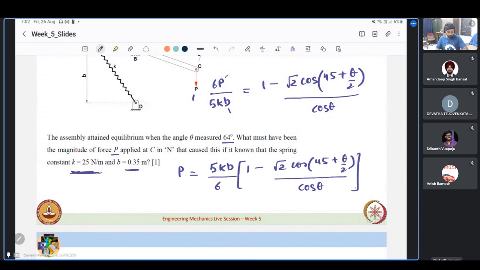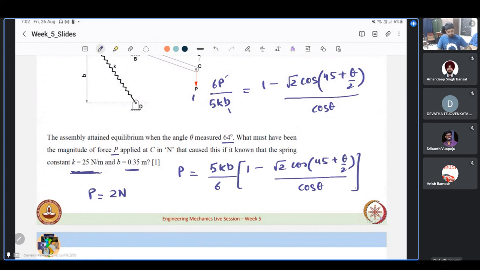So 64 plus 45, cos of 64, into 5 by 6 into k into 0.35. So we get that exactly as 2. The answer comes out to be 2 followed by 4 zeros and some decimals. But the answer comes out to be 2 Newton.